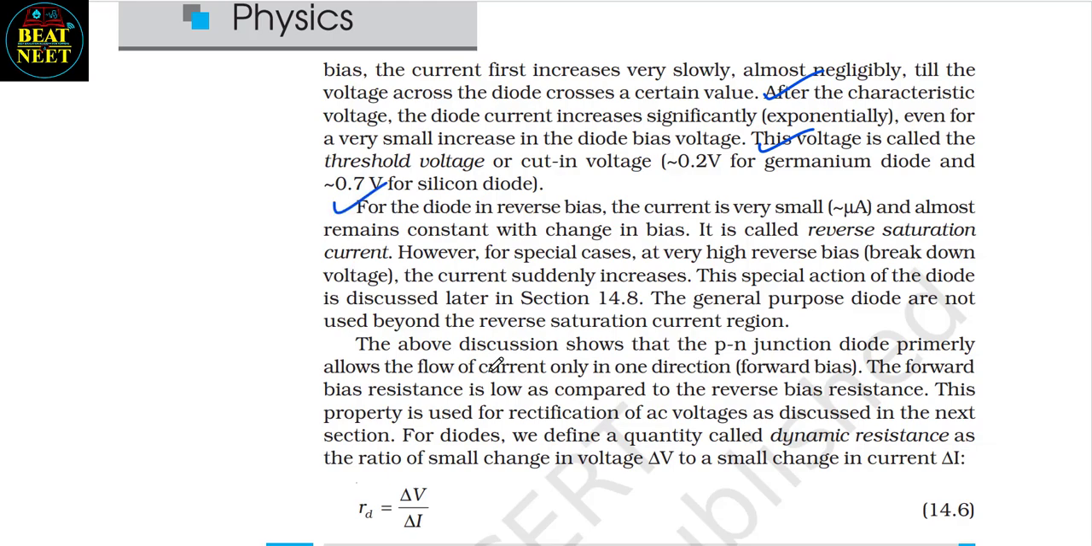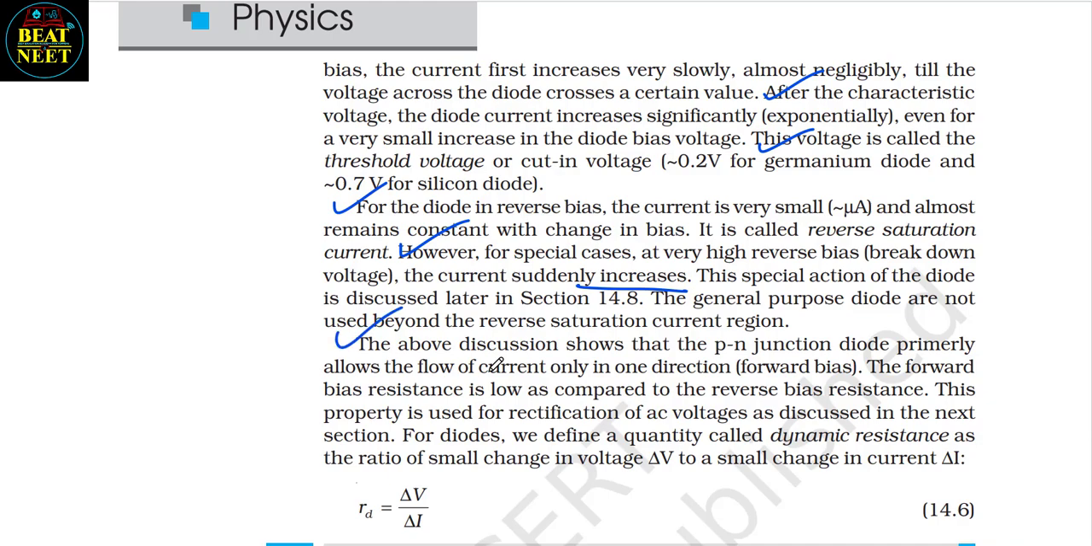For the diode in reverse bias, the current is very small and almost remains constant with change in bias. It is called reverse saturation current. However, for special cases at very high reverse bias, the current suddenly increases. This special action of the diode is discussed later in section 14.8. The general purpose diodes are not used beyond the reverse saturation current region.